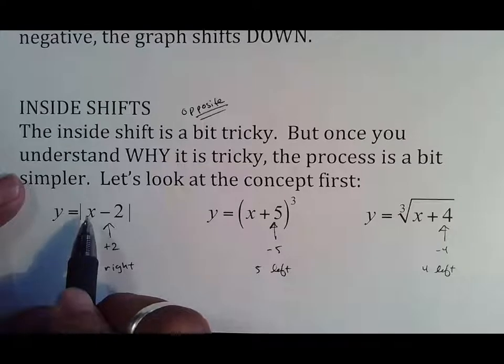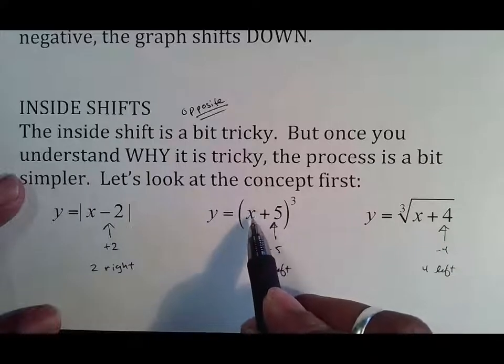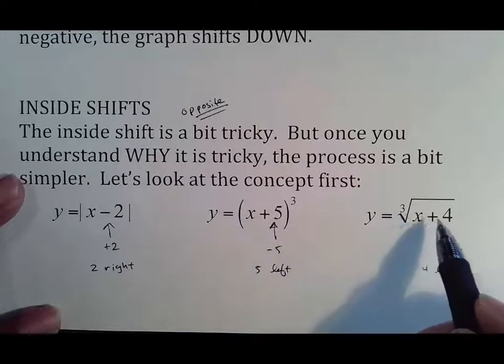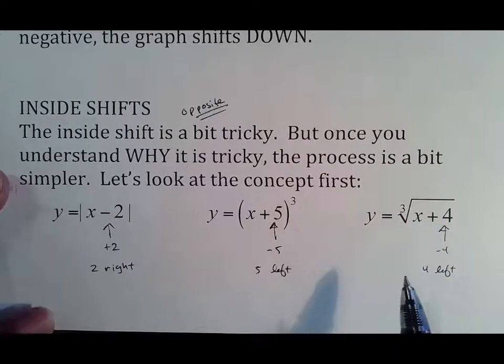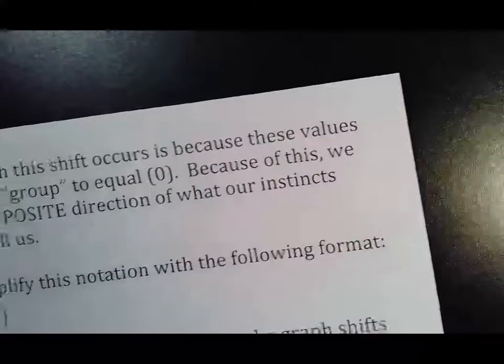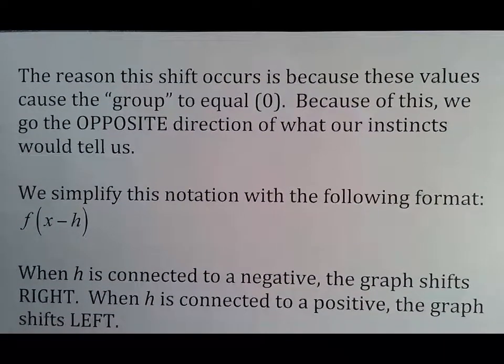Why? Because what value of x would make this 0? Positive 2. So positive 2 minus 2 would make it go away. What value would make this 0? Negative 5, which is why you view it that way. What value would make this 0 would be negative 4. So that's part of why you use that negative, because again, it's the opposite. So this shift occurs because these values cause the group to equal 0. And again, because of that, we use the opposite of what our instincts tell us.